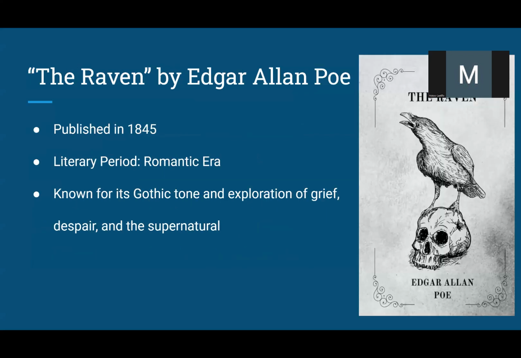The Raven by Edgar Allan Poe was published in 1845. The literary period which this poem was made in was the Romantic era. It's known for its Gothic tone and exploration of grief, despair, and the supernatural.